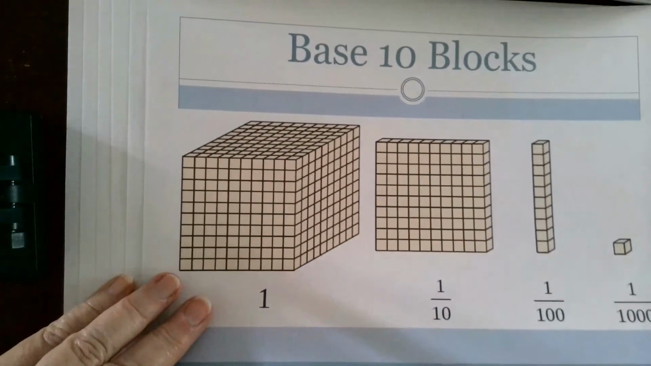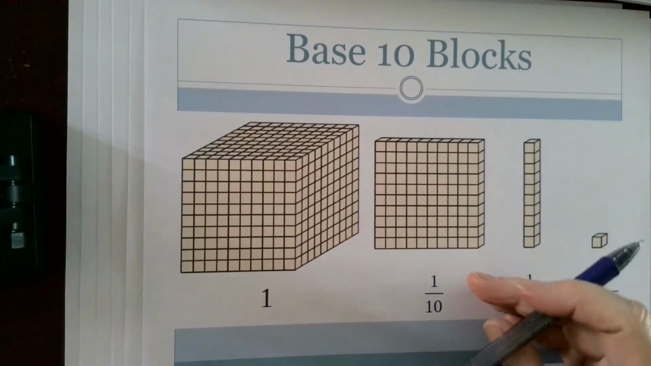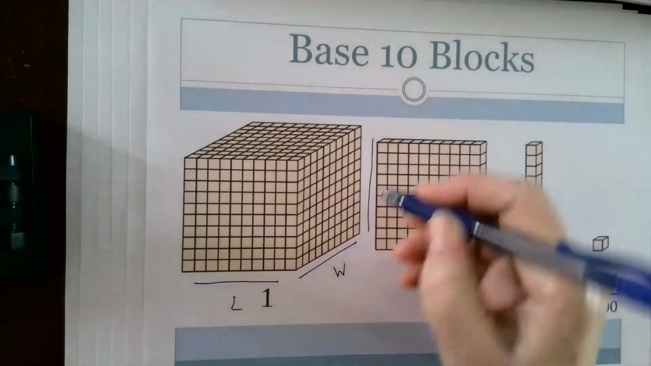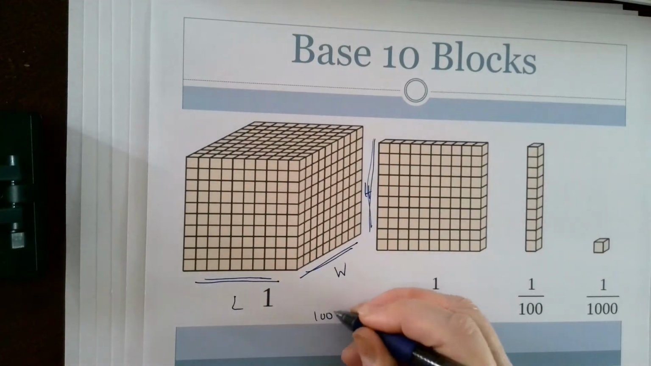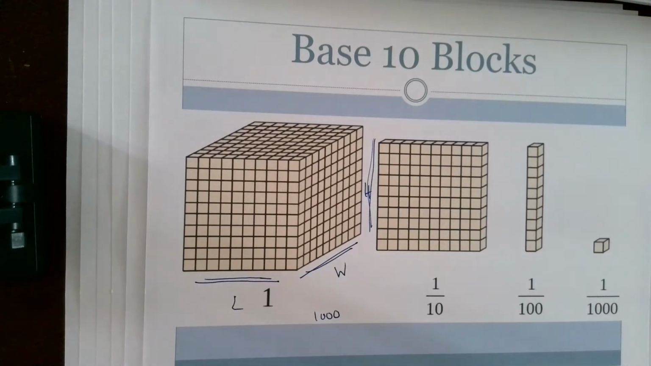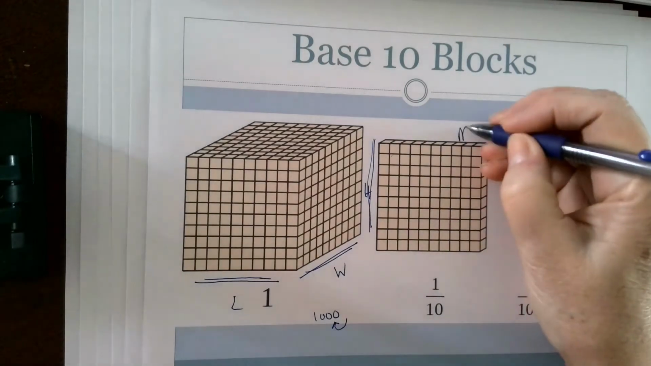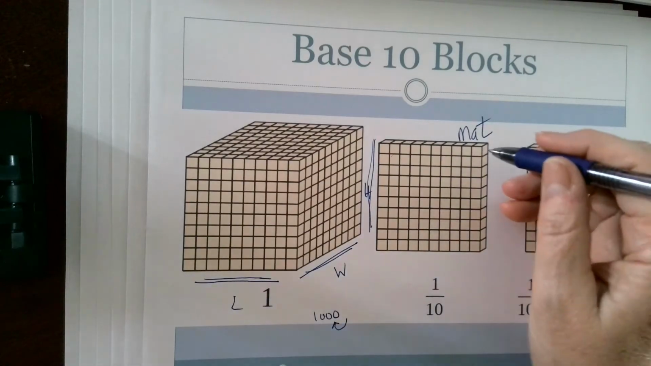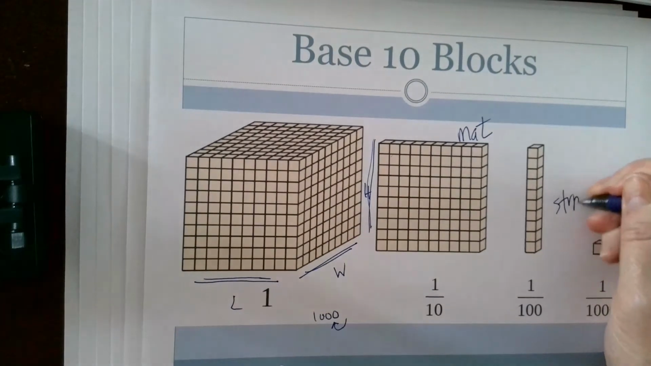We could have a cube that's 10 on each side. The way you find how many cubes there are is length times width times height. So that would be 10 times 10 times 10. That would be 1,000. If we divided that by 10, that would be 100. So if we just had 100 cubes, that's our mat again, that would be a tenth of our 1,000 cubes.